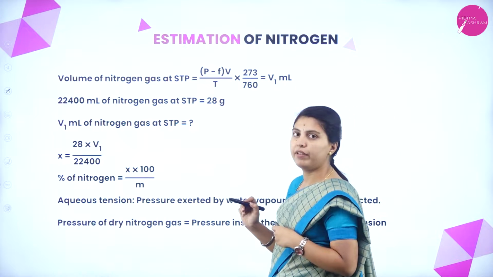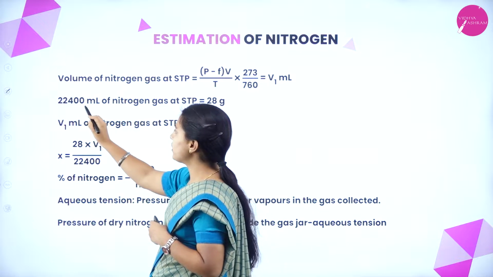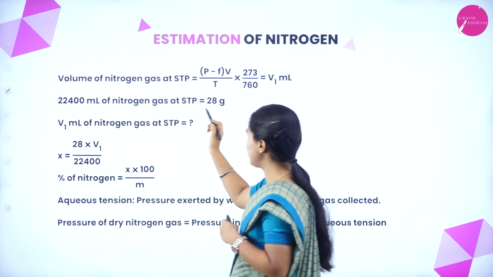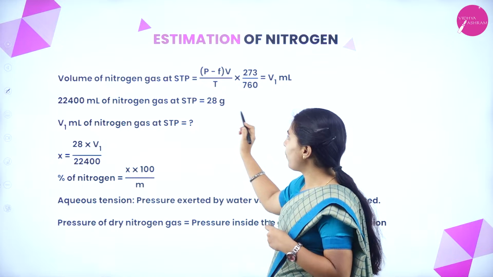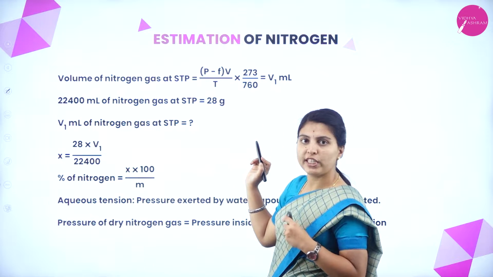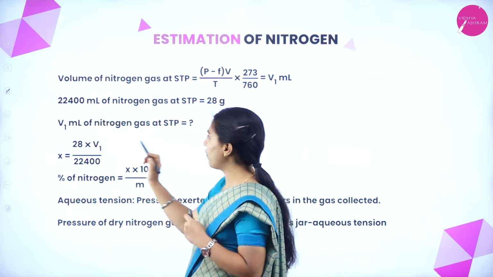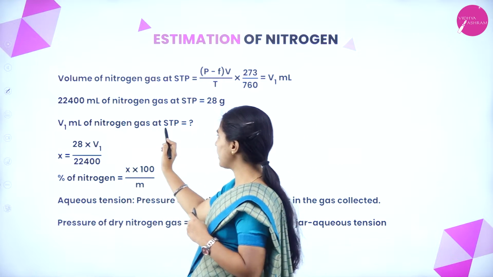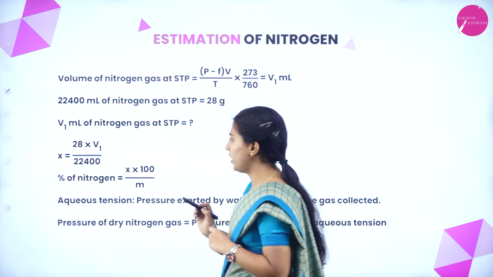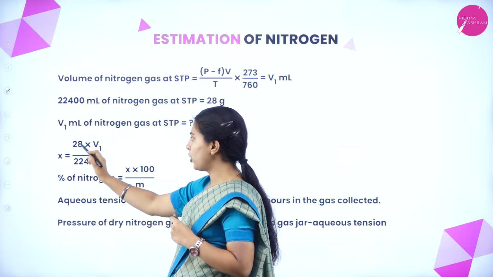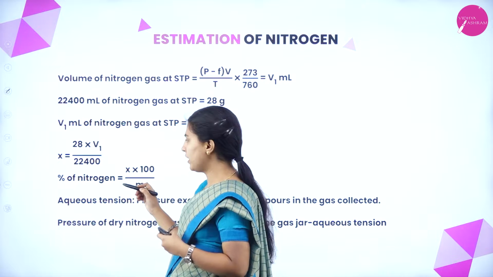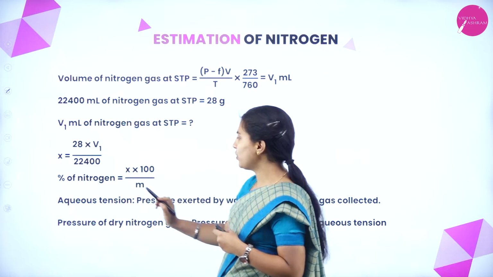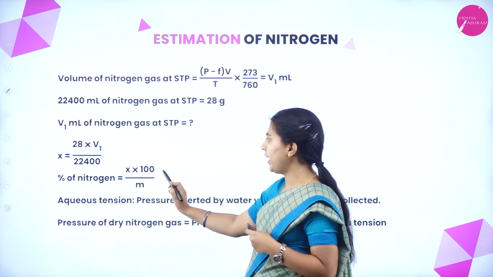273 is the Kelvin value, you know that. 22,400 ml of nitrogen gas at STP, this is the standard value, equals 28 grams. N2, 14 twos are 28. The mass of V1 ml of nitrogen gas at STP, how much, they are asking. So that will be X equals 28 into V1 by 22,400. So how can you calculate the percentage? Percentage of nitrogen equals X into 100 by M.